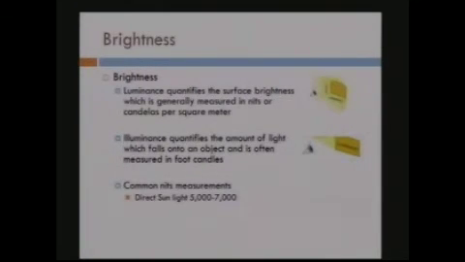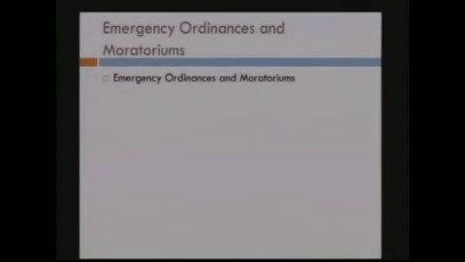There were some common comparable nit measurements. Direct sunlight was 5,000 to 7,000 nits based upon the reference you looked at, as well as a typical indoor computer monitor somewhere between 200 and 400. So those were some comparable numbers.